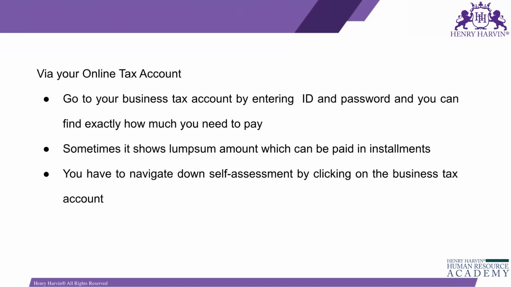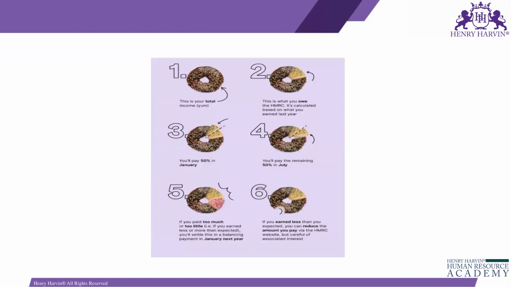View via your online tax account. You can use the online tax account, that will be the HMRC account that we have talked about, to go to your business tax account by entering ID and password, and you can find exactly how much you need to pay. Sometimes it shows a lump sum amount which can be paid in installments. You have to navigate down to self-assessment by clicking on the business tax account. So it is for self-assessment, for the individuals and business. This is just the explanation of how much you owe, and if tax is deducted, how much remains. So this is something you can read later on also.